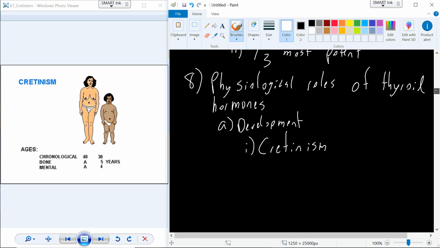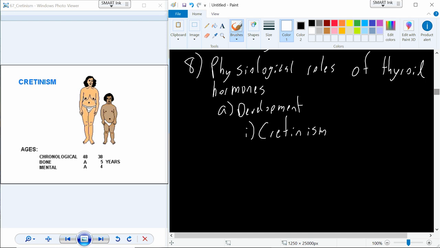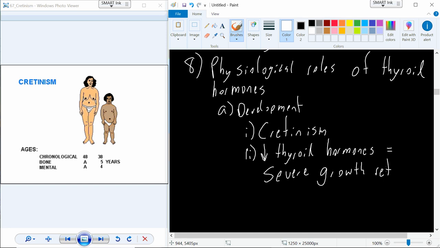So with cretinism, you have two different individuals that you can see. They're basically chronologically just about the same age, 48 versus 38, we'll call them adults. The 48-year-old has adult bones and adult mental capacity. The 38-year-old with cretinism has a bone capacity of 5 years old and a mental capacity of 4 years. Okay. So when you have low thyroid hormones in development, you have severe growth retardation.